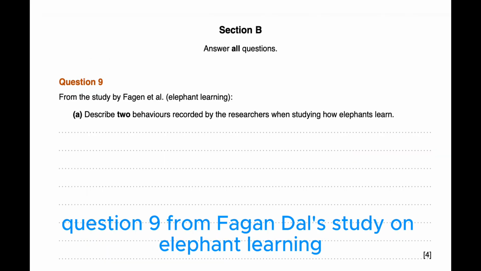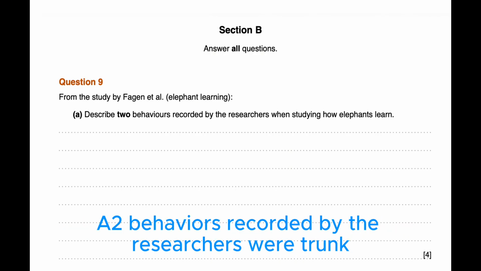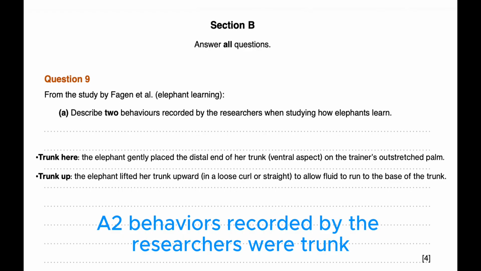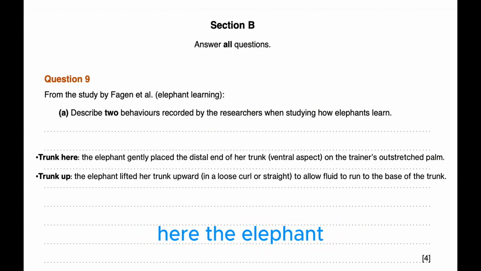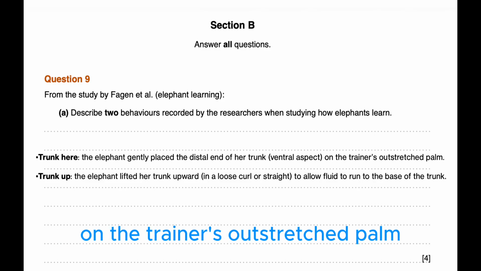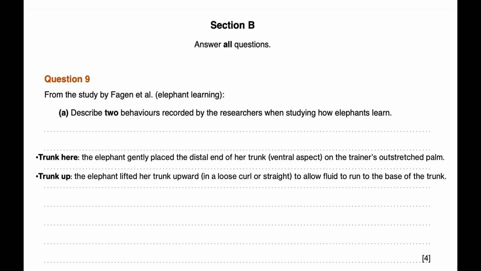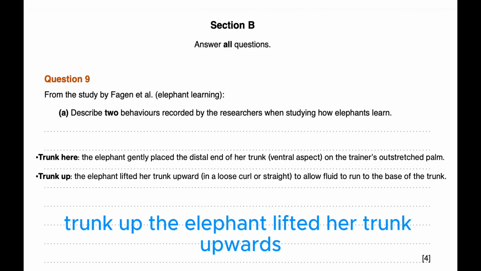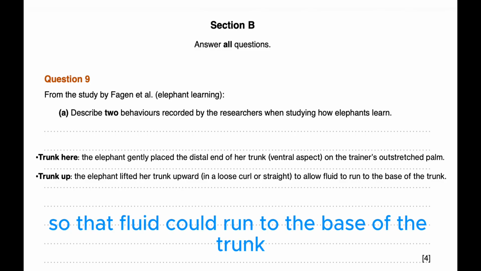Question 9 from Fagen et al.'s study on elephant learning. A. 2 behaviors recorded by the researchers were: trunk here. The elephant gently placed the distal end of her trunk on the trainer's outstretched palm. Trunk up. The elephant lifted her trunk upwards so that fluid could run to the base of the trunk.